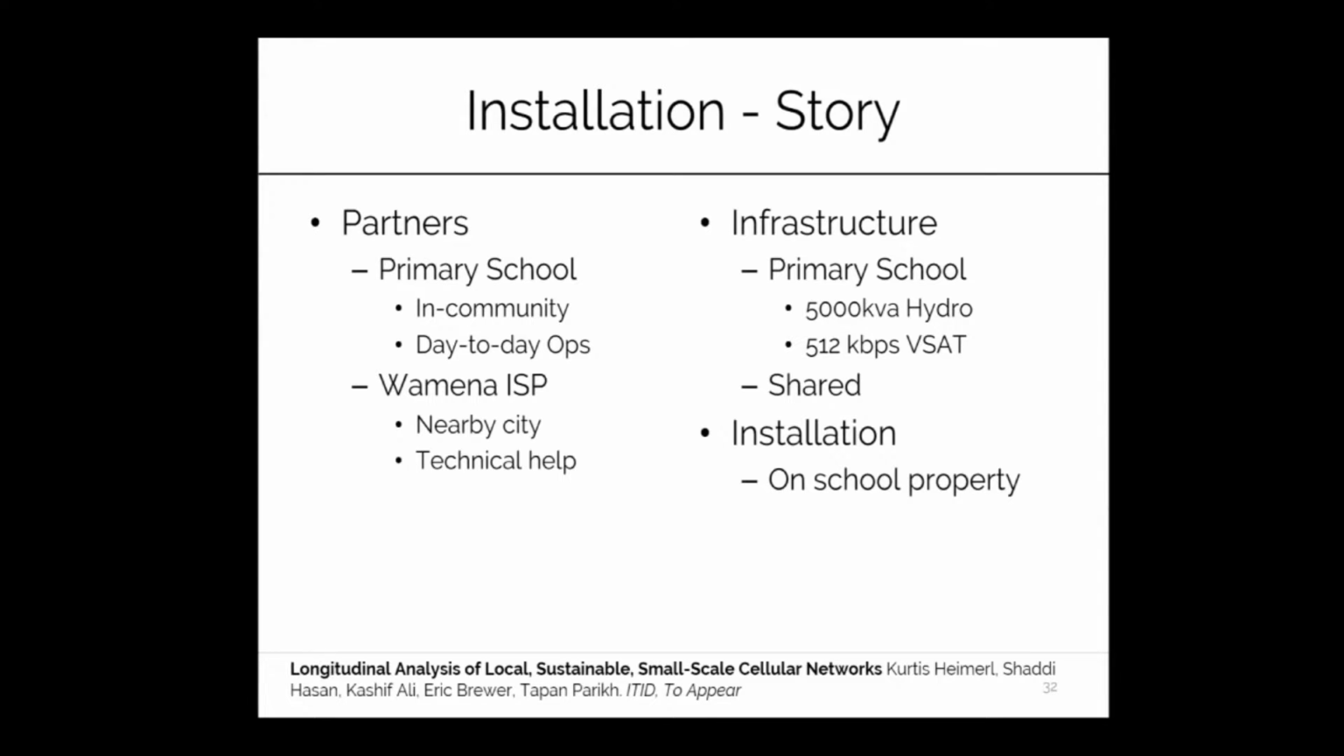We also partnered with a technical ISP in Wamena. So they're about 4 hours away, but they already managed that VSAT. They're there to come in and provide technical help if there's ever a problem. And we were able to do what I was talking about in terms of sharing infrastructure in the community by sharing both power and network. So there was a 5,000 kilovolt amp hydro that was in place. We were able to just plug into that. And there was similarly a 512 kilobit VSAT that we were able to plug into, reducing the cost of the installation quite a bit. And it was then installed on school property.